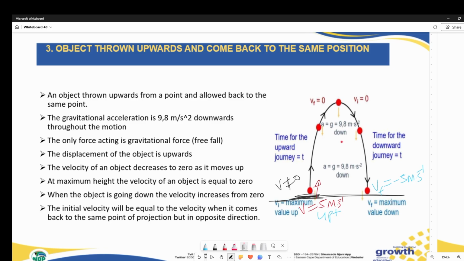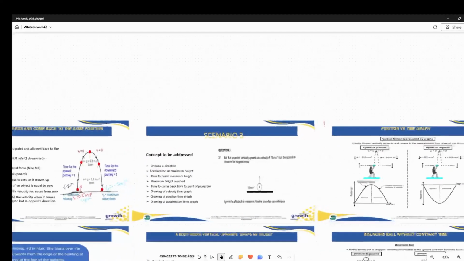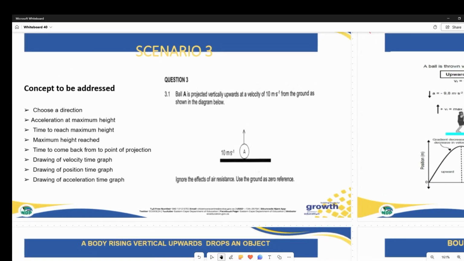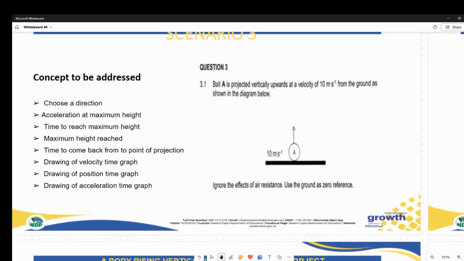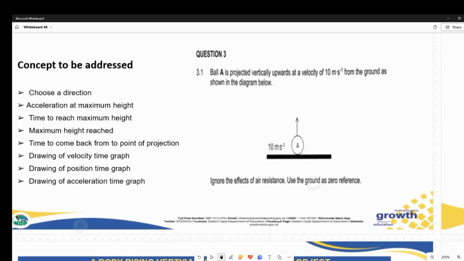Okay, let's move to another slide so that we can put that into practice and see what we're talking about. Now let's look at this one. What are we having here?